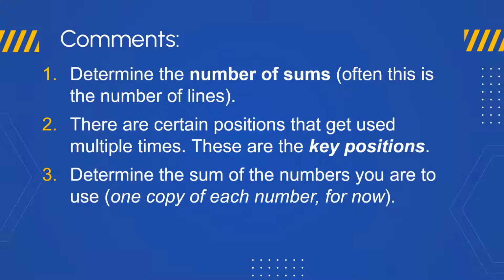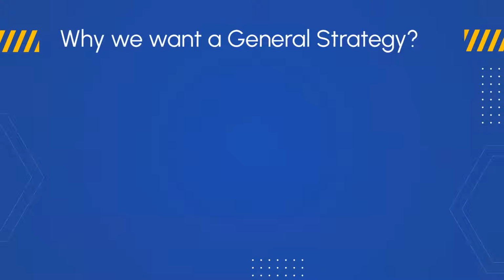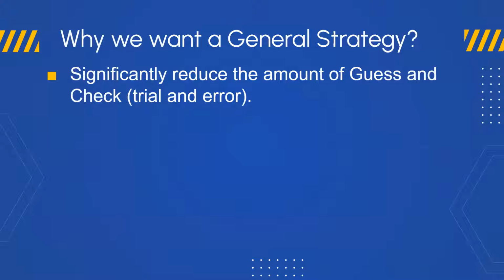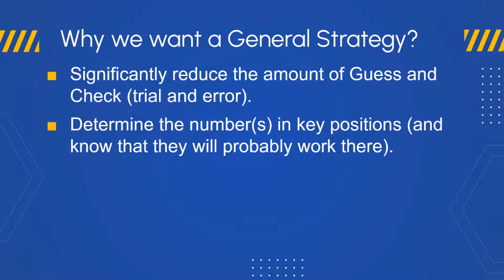Determine the sum of the numbers you are to use. First of all, start with 1 copy of each number, and then we're going to be using the duplicates of the key position. Why do we want a general strategy? It's going to significantly reduce the amount of guess and check or trial and error. Just to do these with guess and check can be very frustrating. We're going to determine the numbers in the key positions, and we're going to know that they probably would work.